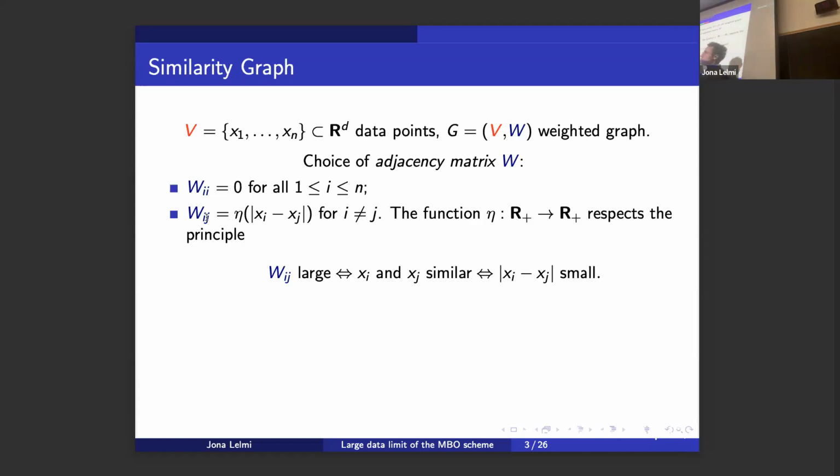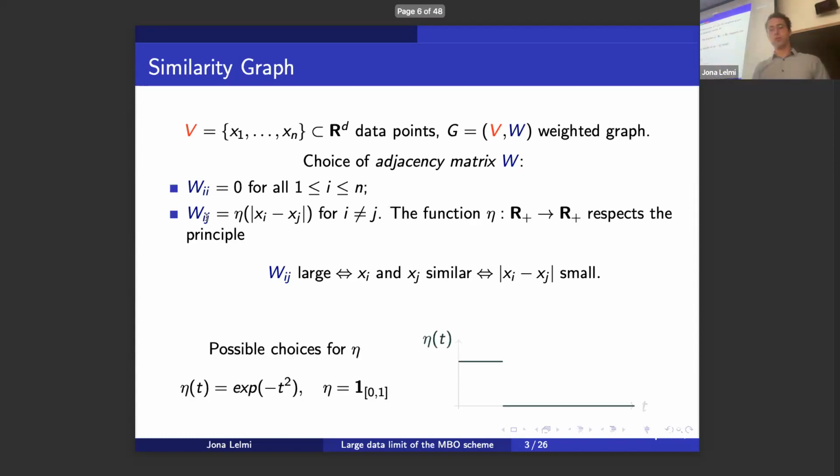I mean, this function could also be 0 at some point. So in that case, you don't have an edge. But when you have an edge, the principle is that the weight should be large whenever the distance is small. Okay, and so in particular, there are some choices of this function eta. It could be an exponentially decaying function, or you can even take a characteristic function of an interval. In that case, you have an edge if the points are closer than 1, and you don't have an edge otherwise. Okay.